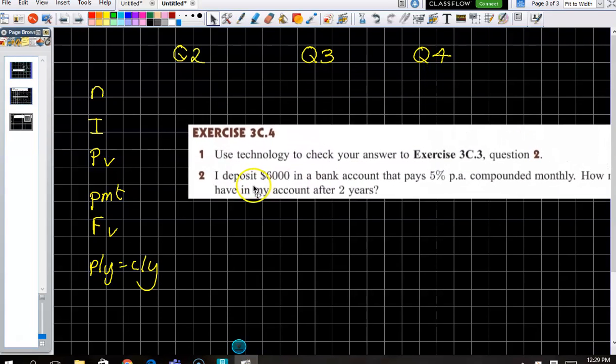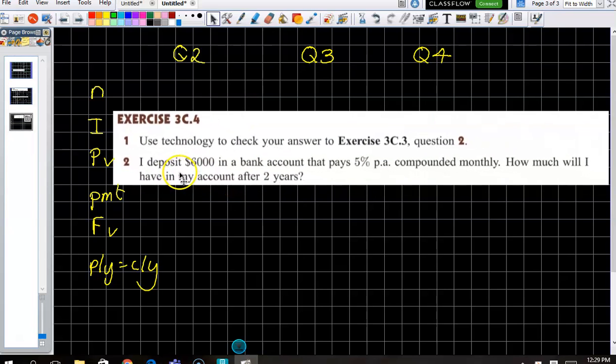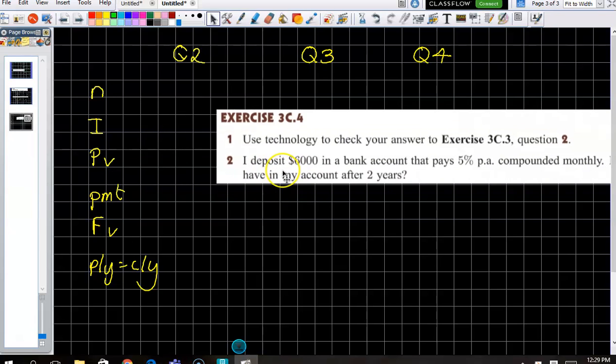I deposit $6,000 in a bank that pays 5% compounded monthly. How much will I have in my account after 2 years? All right, here we go. Where are we going to stick that $6,000? And we have to remember that it is negative. Well done. PY, so payments per year, and compounding per year. And what we said was, for us, they're always going to be the same. That's a dash. I mean, I say this, and then people are asking me over and over.